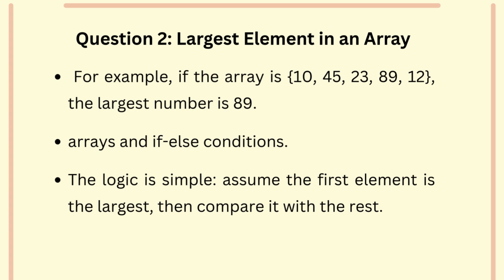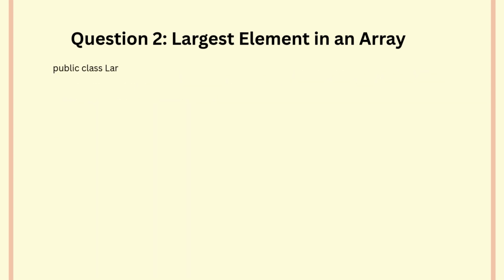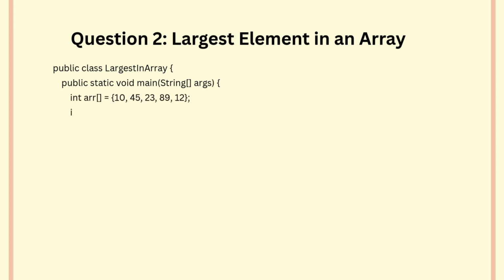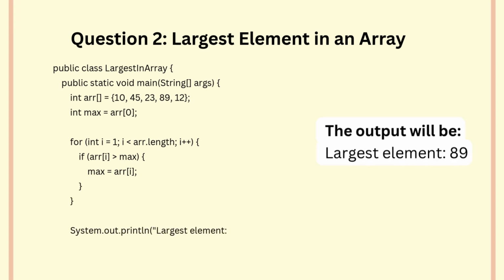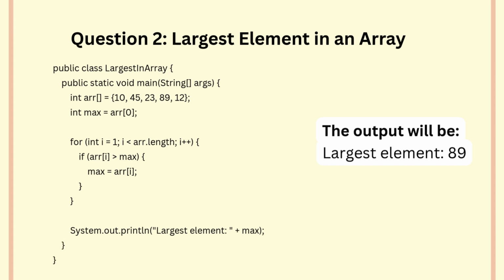Let's understand the Java code. We start with an array of numbers, for example 10, 45, 23, 89, and 12. We assume the first element is the largest. Then, using a for loop, we compare it with every other element. If we find a bigger number, we update our largest value. At the end, the program prints the biggest number, which in this case is 89.